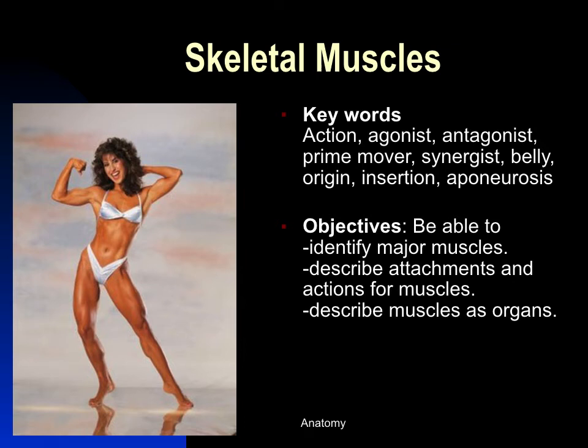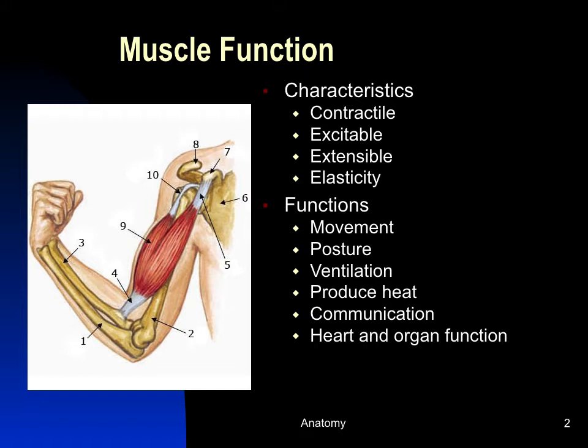Okay, we're starting chapter 11 here, which is on the skeletal muscles. And so we're going to describe muscles as organs, talk about muscle attachments and action, how muscles work in groups, and identify the major muscles that you have to know. So again, muscles function in movement, posture, moving air in and out of the lungs, that's ventilation. They produce heat. They're involved in communication and then heart and organ function.